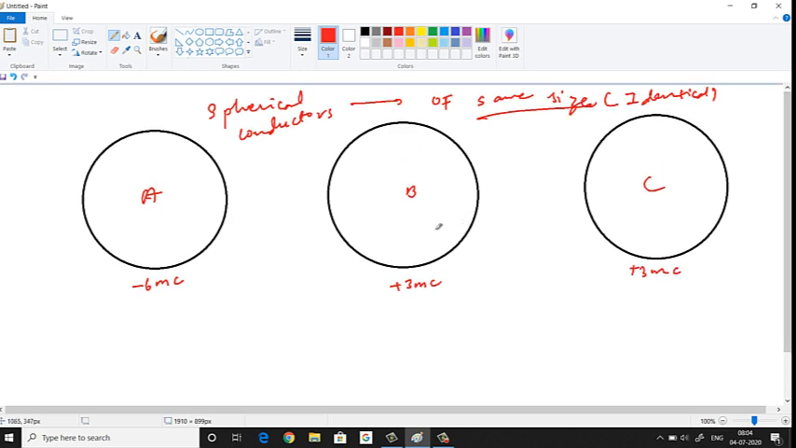Alright, so these three are conductors. Now first, A and B are touched. Okay, A and B are touched. So what will happen? See, by conduction method, you remember conduction method. What is this method used for? Conduction method is used for charging an object. Charging by conduction, we learned this.